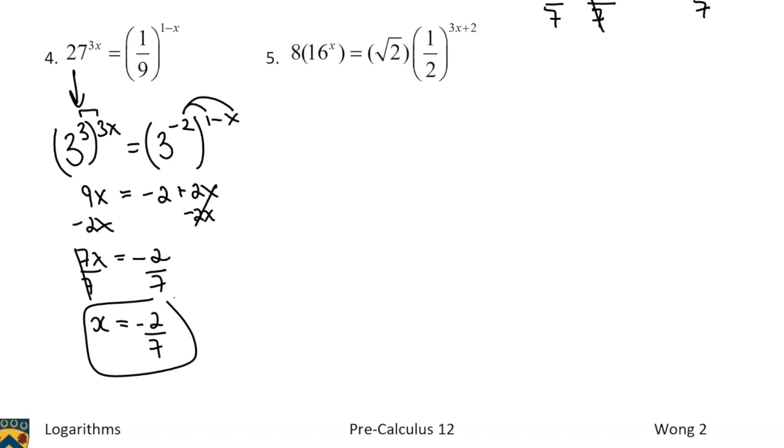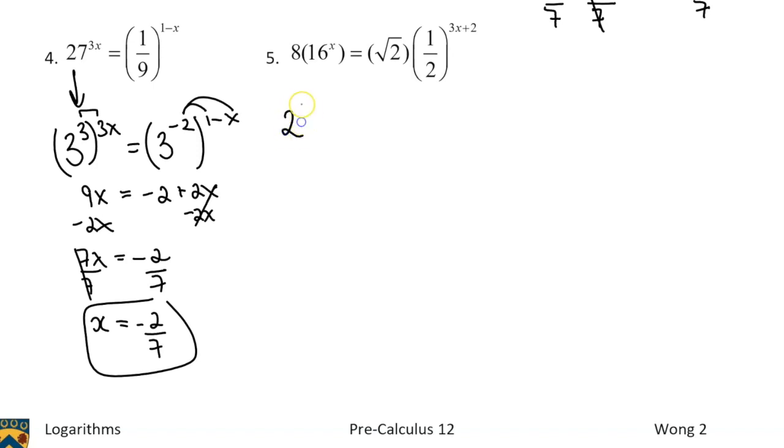Okay, this final question is definitely much more abstract than the previous examples. And with this one here, if you have an 8, a 16, a root 2, and a 1/2, changing everything to 2's would be the most ideal. But even when we do that, it's not going to be super straightforward. So let's rewrite these in terms of bases of 2.